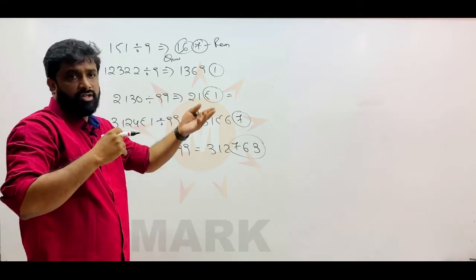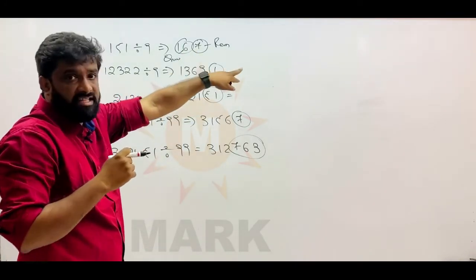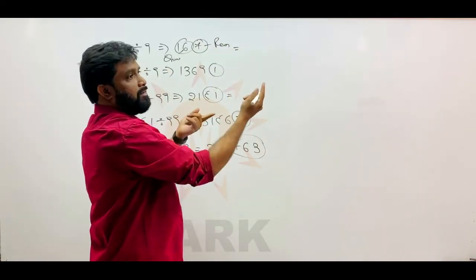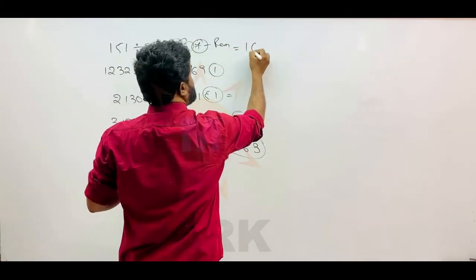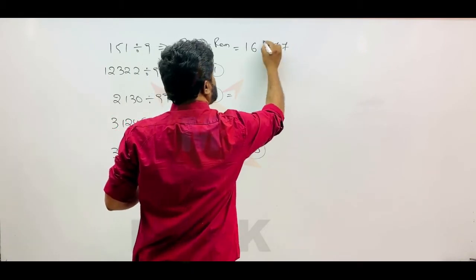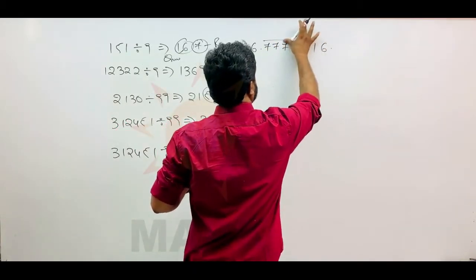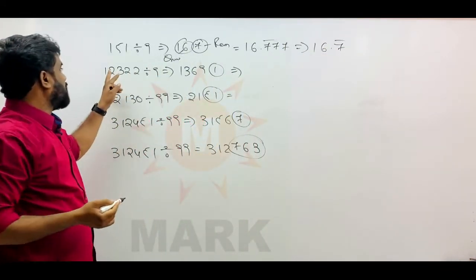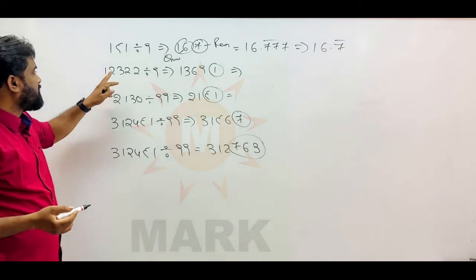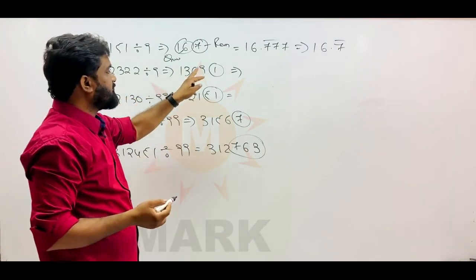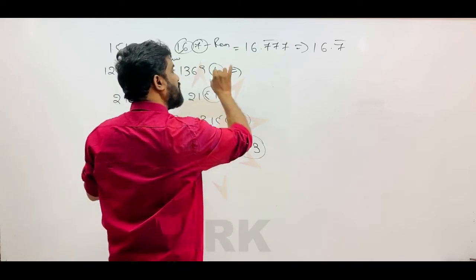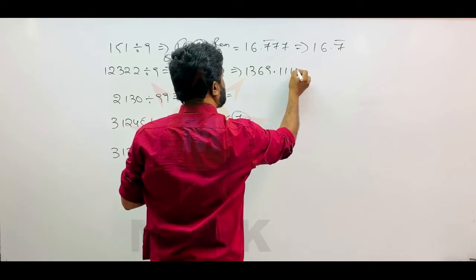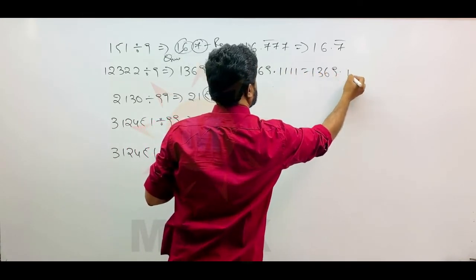Not only as a quotient or remainder, you can extend this number as a decimal too. You will get the same answer. You can check in the calculator. So that means the remainder will be copied in the place of decimal also. So 16.7777, it goes like this. That means you can write it as 16.7 bar. Suppose you take the second one, when I divided 12,332 by 9, you got 1369 as quotient and 1 as remainder. So this 1 will go in the place after the decimal also. 1369.111. That means 1369.1 bar.